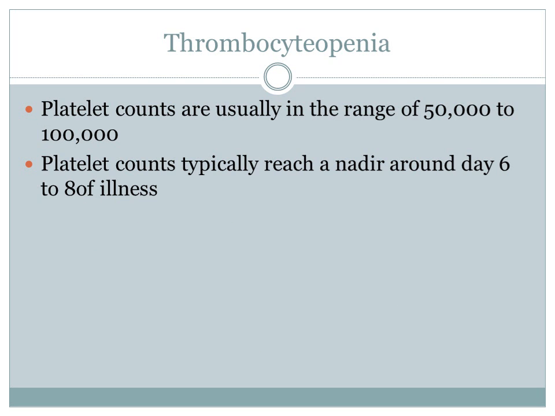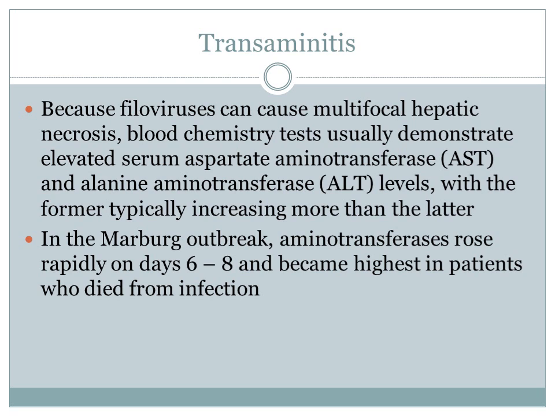There's that consumptive thrombocytopenia, which is what causes the bleeding defects. There's a transaminitis. The liver is hit pretty hard by this disease, and I believe that's because a lot of dendritic cells may be resting in the liver.